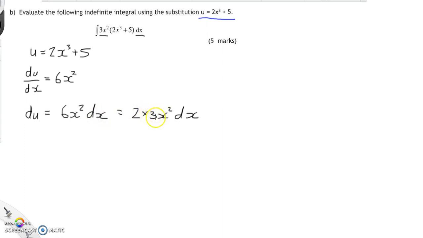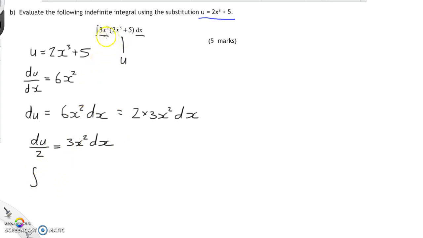And 3x squared dx, that's up there, right? So this bit here is u. And 3x squared dx, well, that's simply going to be half. So we can divide both sides by 2, and we get du over 2 equals 3x squared dx.